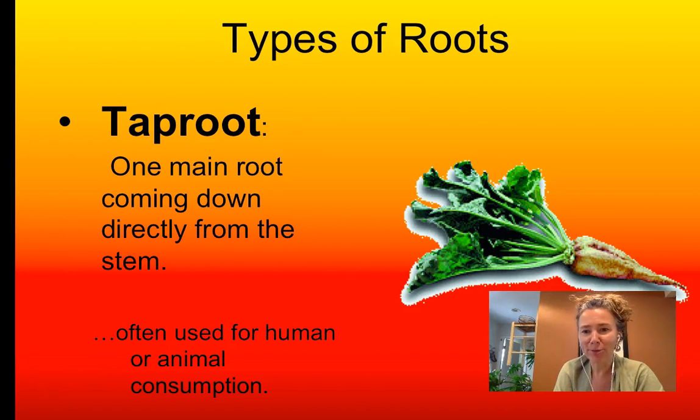So taproot you're probably familiar with. Again, if you've ever eaten a carrot or a parsnip, taproots are actually a great source of food because they're usually thicker and full of nutrients and water. But a taproot like this parsnip here, radish, carrot, all examples. One main root that comes directly from the stem, and so those leaves, those stems are attached, and then that root is carrying out those functions for the plants.